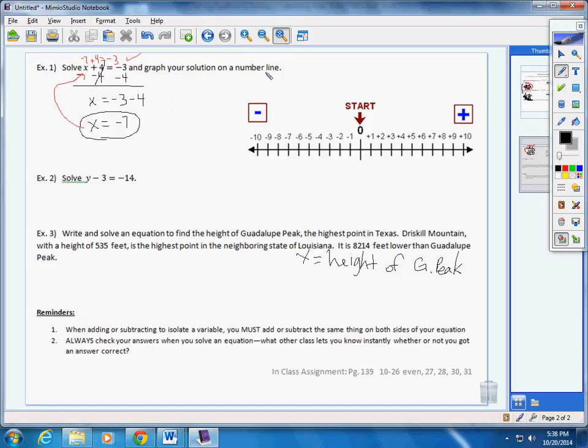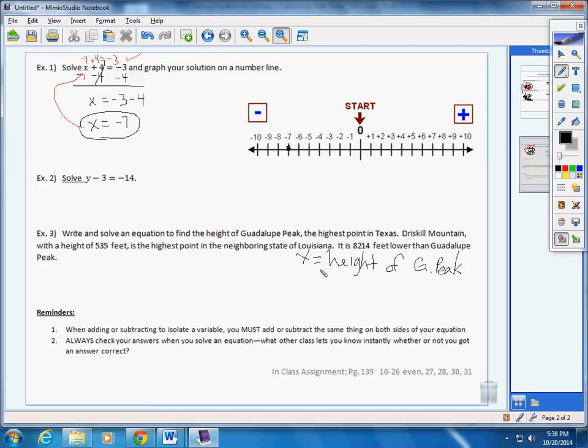It says to graph our solution on a number line. Since the only number that can make this original statement true, x plus 4 equals negative 3, the only thing that can make that true is if x is negative 7. That is our only answer. There's only one solution to this. So we just fill in a dot, a circle, hopefully a nicer circle than that, on negative 7. And that is how you graph your solution on the number line.